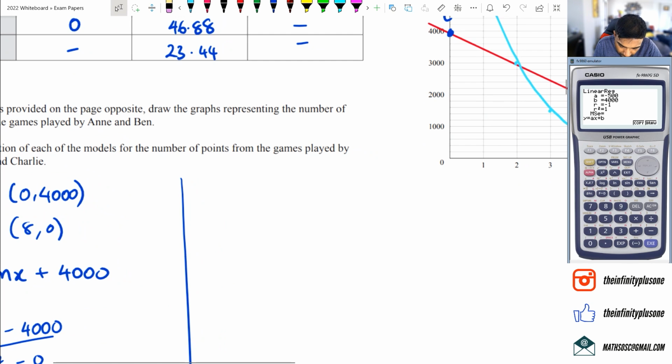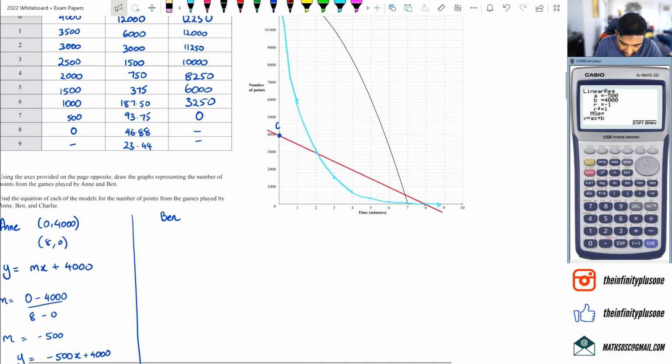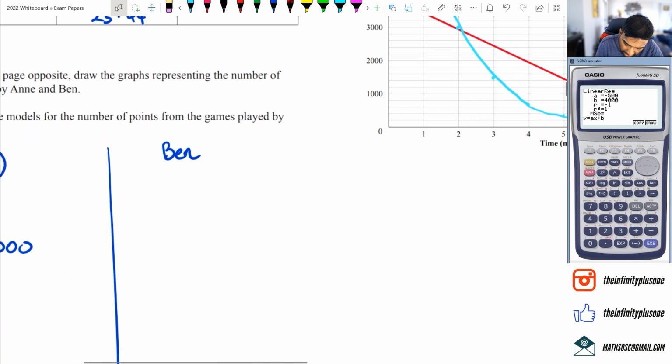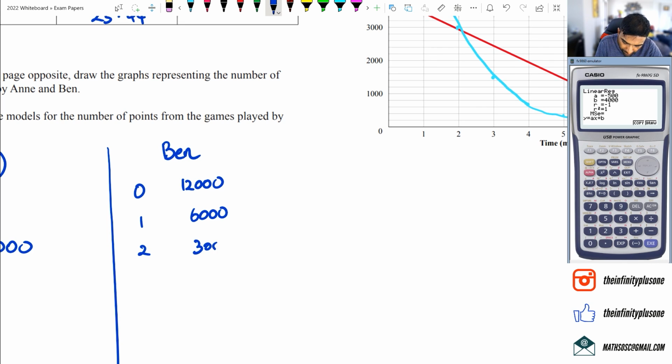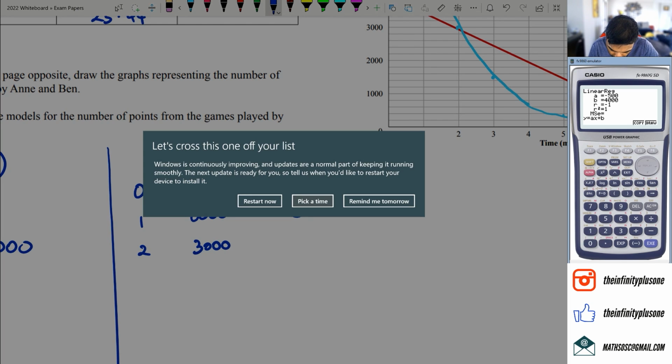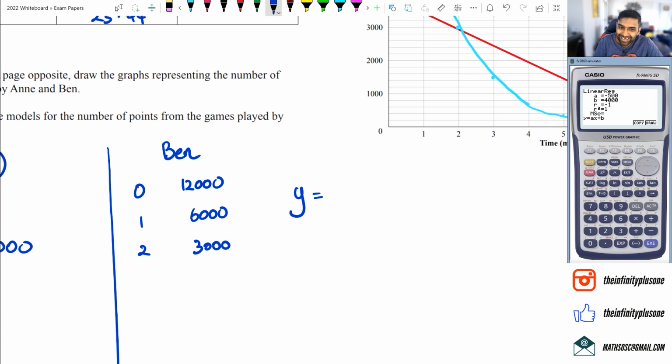So with Ben's equation, I'm going to take down those 3 values first, which is 0, 1, 2, right? So 0, 1, 2, we've got 12,000, 6,000, and 3,000. Now, when you think about an exponential equation, because this is exponential, how do I know? Because it's actually halving or doubling. So in this case, we can see that the ratio is actually halving each time, right? So we can put the ratio as 0.5.